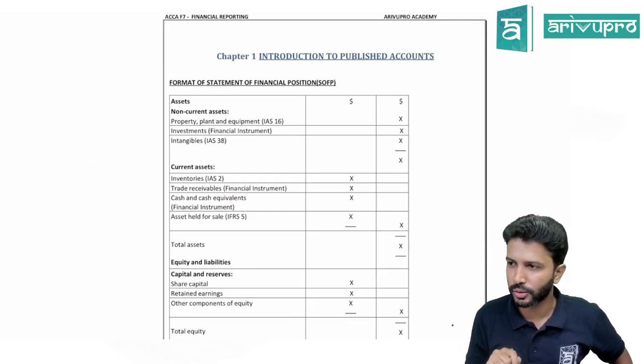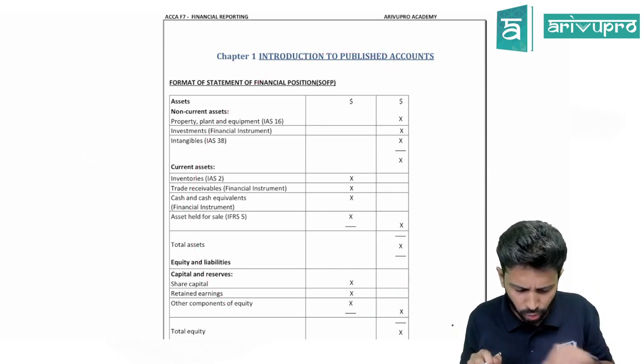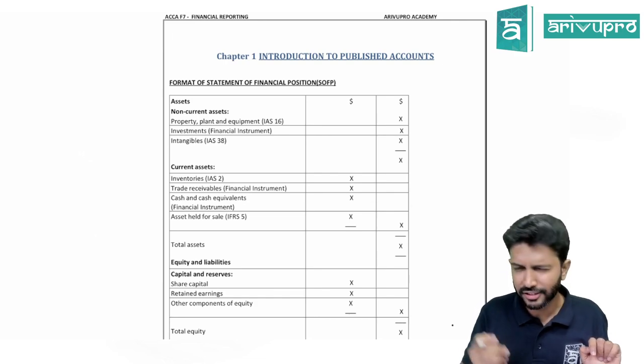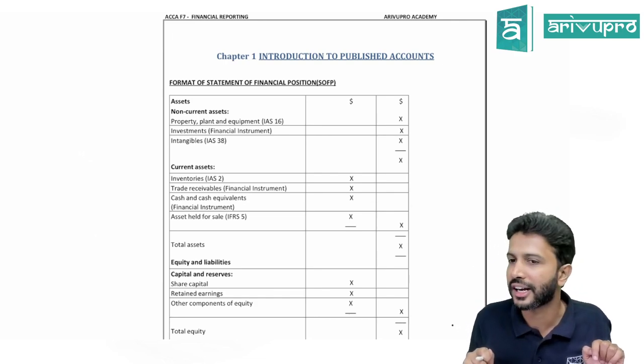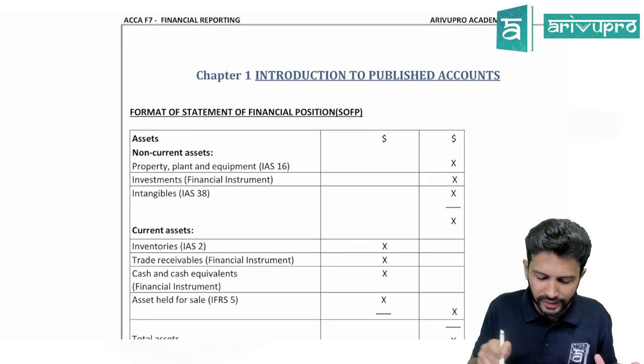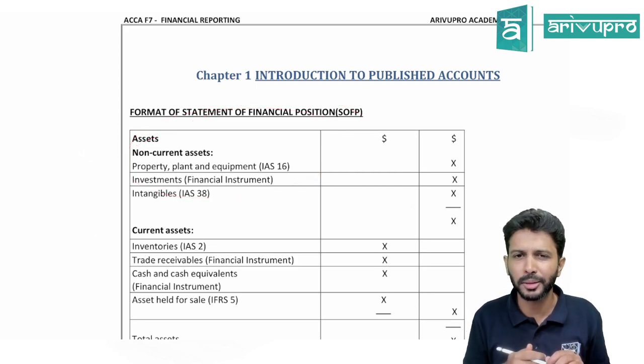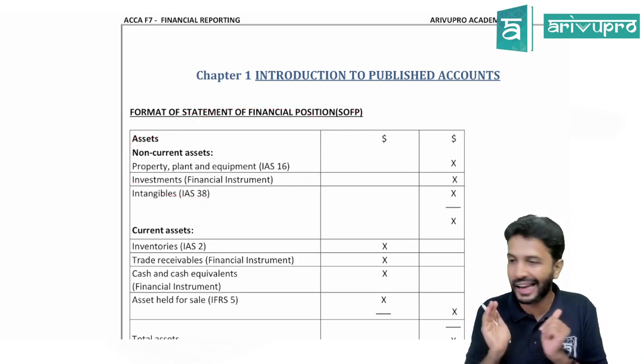Can anyone point this out? Just looking at this, with a bird's eye view, at a glance, there's one difference you can make. What is the difference? Can anyone tell? Let's see. You don't even have to deep dive. The moment you read the first thing, you'll get to know that there is some difference between the Indian balance sheets and these. What are those?